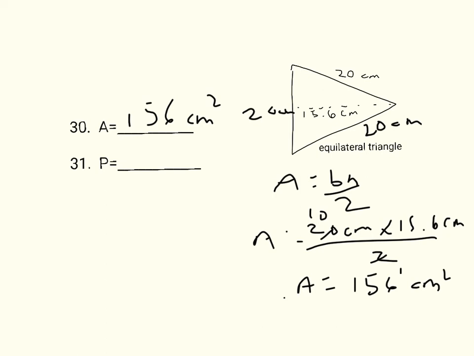The perimeter is 20, 20, and 20. All adds up to 60 centimeters.